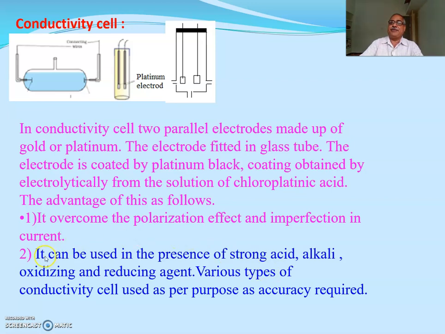Various types of conductivity cell are used as per the accuracy required. In our laboratory, there are two types. This one is a dip type cell, just like a pen model. In a plastic pen, two platinum plates are sealed, and this dip type platinum electrode is fitted. This dip type conductivity cell is used in our laboratory.